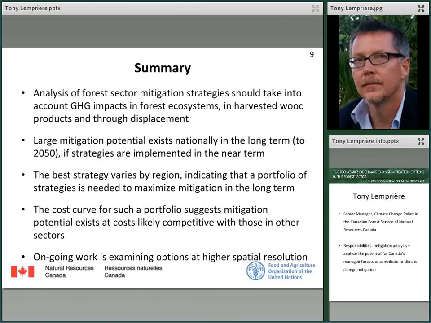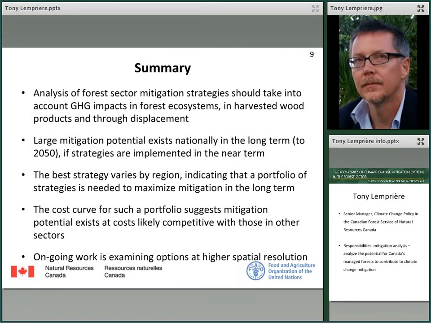Now, just by way of summary, our analysis shows that it's important to look at displacement effects, and not doing so can in fact lead to strategy choices that are not the best in the long run in terms of mitigation. We found large mitigation potential from the forest sector exists in Canada, but strategies need to be implemented in the near term if they are to contribute substantially by 2030 or later years.